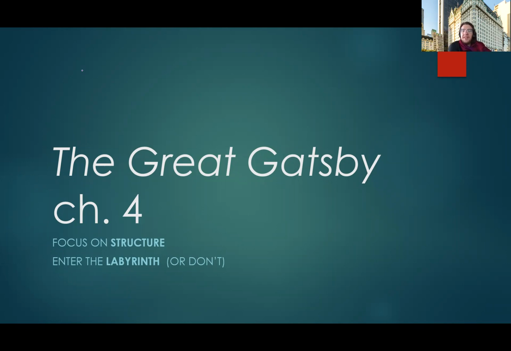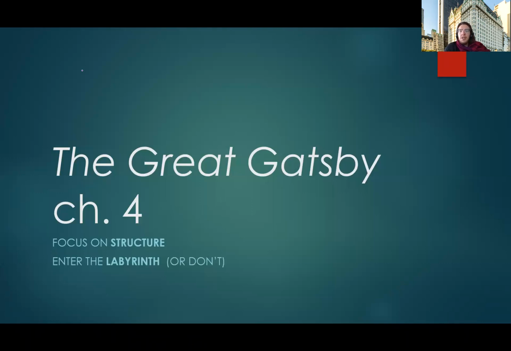This is where we're going to spend quite a bit of time in chapter 4. Well, not very much time, just a little bit. I'm going to mix things up a fair amount and focus in particular on the artistry of Fitzgerald in The Great Gatsby in this chapter. And so the focus is going to be on structure. One way you might phrase this is we're going to start to enter the labyrinth of The Great Gatsby.